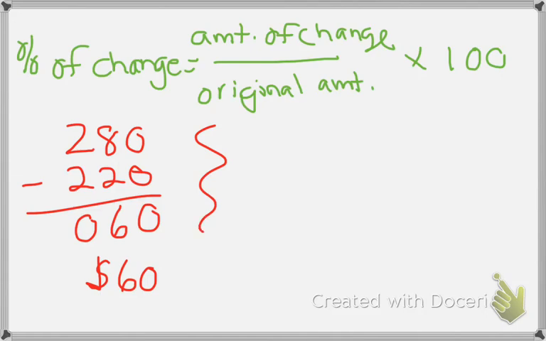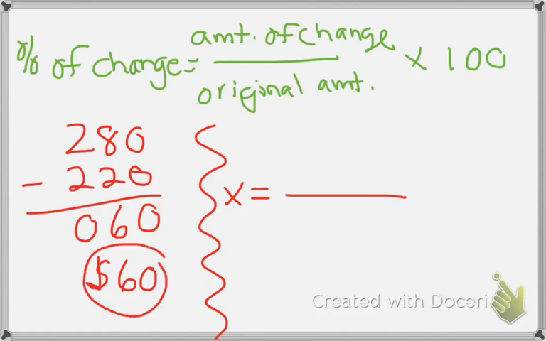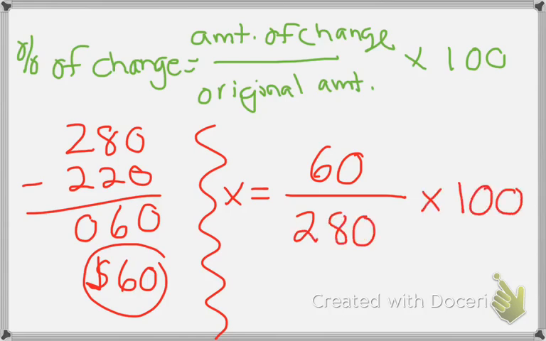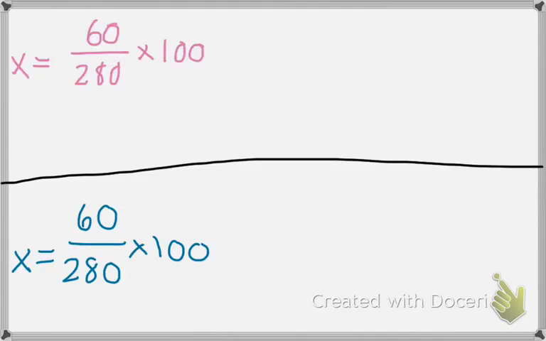So when we have this now, percent of change, which is going to be our x, equals the amount of change, which we just found out was 60, right? $60, so 60. Now the original amount, what did you originally pay for it? You originally paid $280. So that's what's going to go in the denominator, okay? Times 100. Now again, you can do this either of those two ways, and again, I will show you both ways. The first way was to do the division first, then multiply by 100. So we're going to be dividing 60 divided by 280.